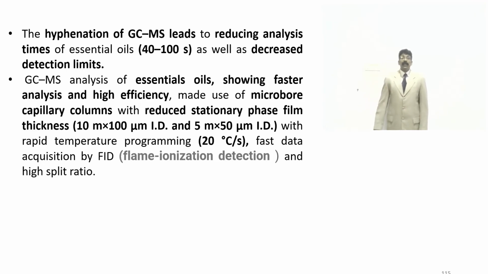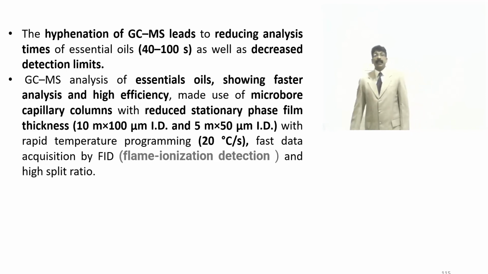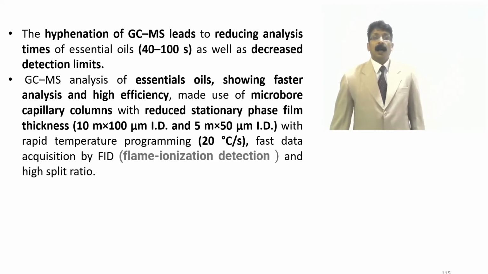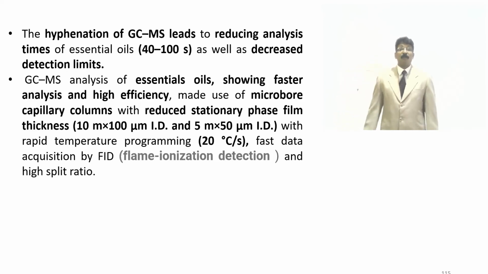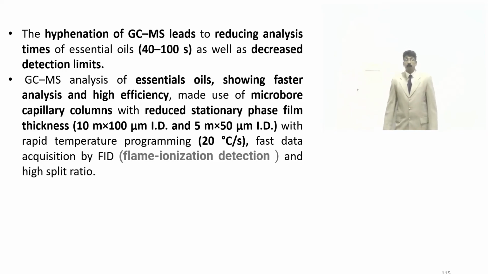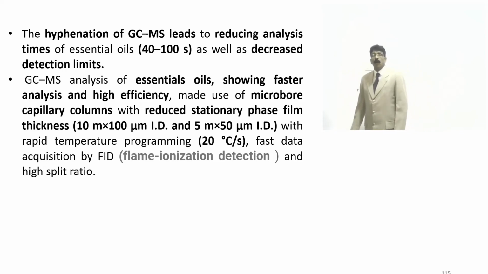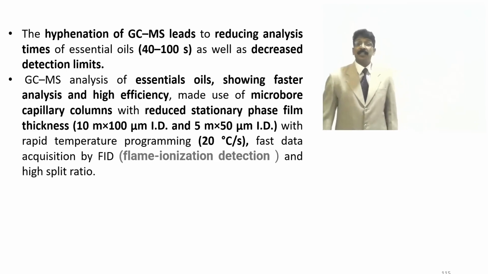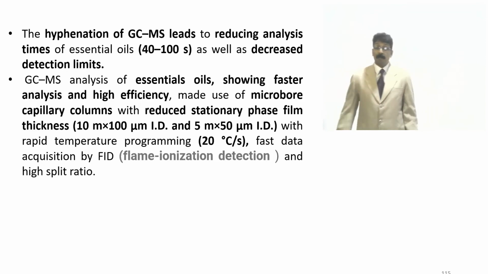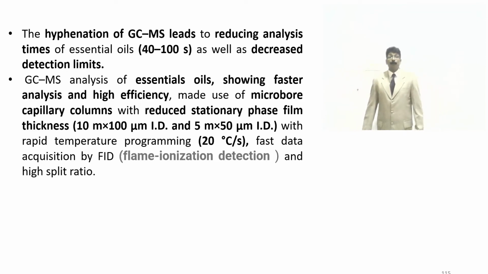With a rapid temperature program of 20 degrees centigrade per second, fast data acquisition using the flame ionization detector, which is then immediately connected by means of mass spectroscopy online, a high split ratio can be obtained.